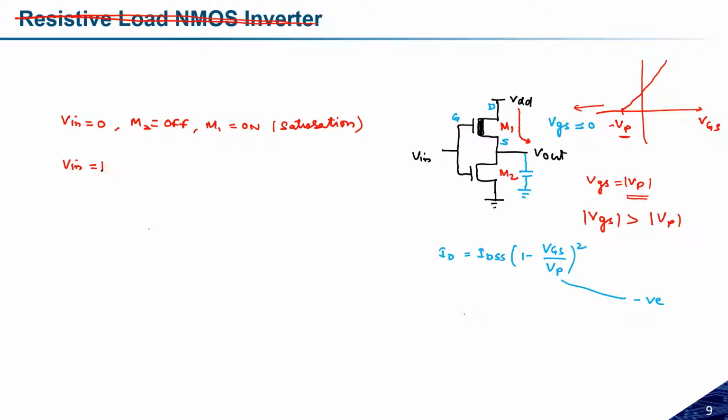Now let us talk about the input is equal to 1. If input is equal to 1, in that case, what will happen? Transistor M2 is in the on state. Okay. Transistor M2 is in on state, and then let us see what is happening with the VGS of M1.